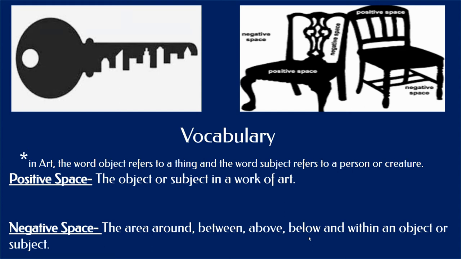In art, the word object refers to a thing, and the word subject refers to a person or creature. Our first vocabulary word, positive space, means the object or subject in a work of art. Negative space is the area around, between, above, below, and within the object or subject.